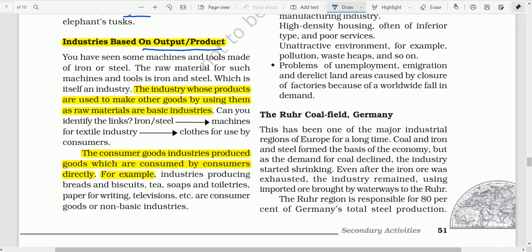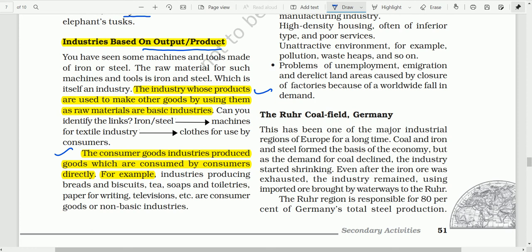We have two types here. One is the basic industry. Another one is the consumer goods industry. See, we have learned that the iron and steel industry is a basic industry. The raw material for other machines and the tools. Actually, when we manufacture machines and tools, we use iron and steel, which itself is an industry.